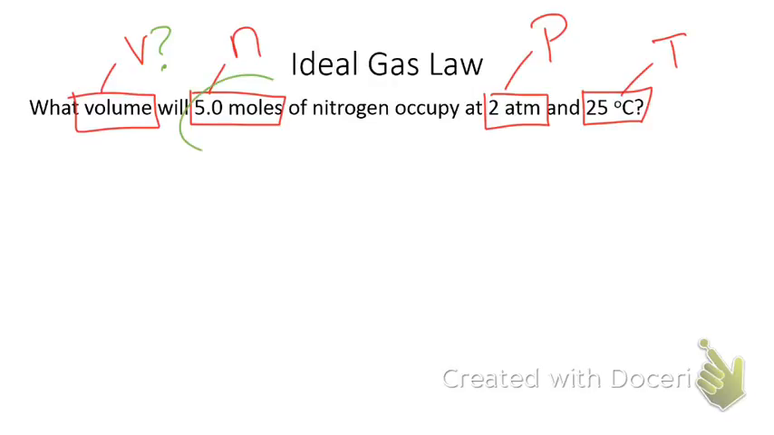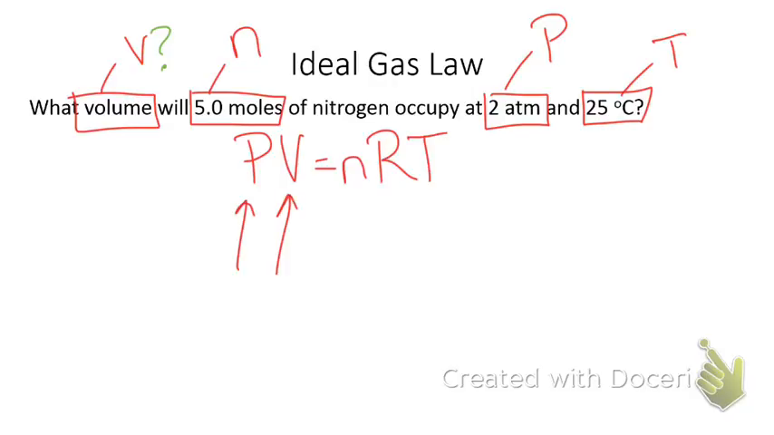So because I see this key word here, moles, I immediately know I'm going to have to use the ideal gas law. PV equals nRT. P is pressure, V is volume, n is number of moles, R is the gas law constant, I'll show you in a second, and T is temperature. From here, it's just kind of a simple plug and chug situation.